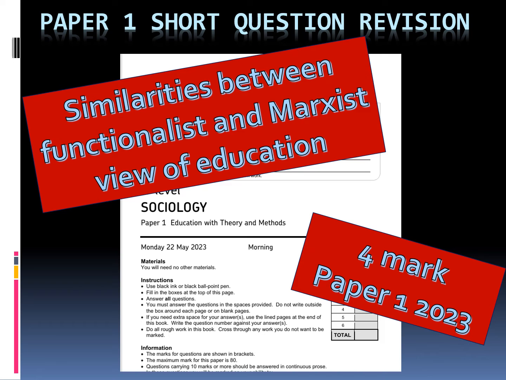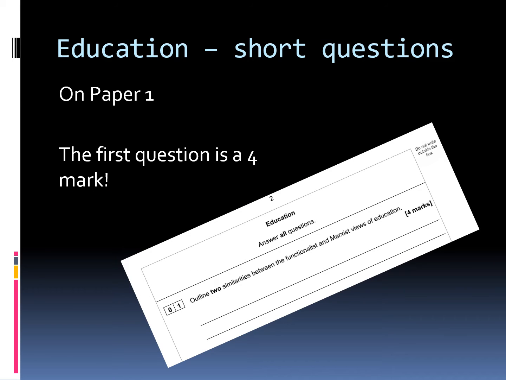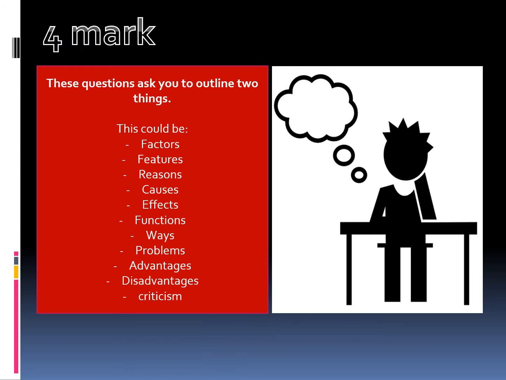Welcome to this tutorial. We are focusing on paper 1 2023 question 1, the 4-mark question. On both paper 1 and paper 3 there are short questions, and the first one is a 4-marker. These questions will ask you to outline two things: factors, reasons, ways, problems.